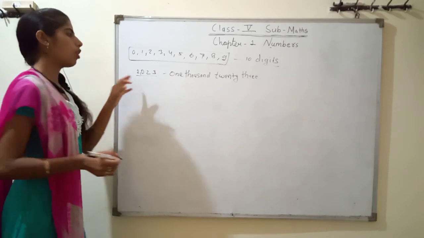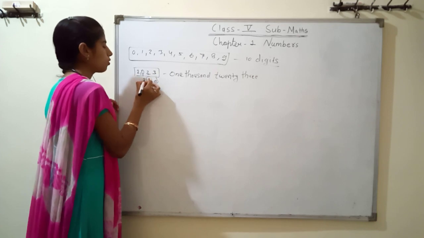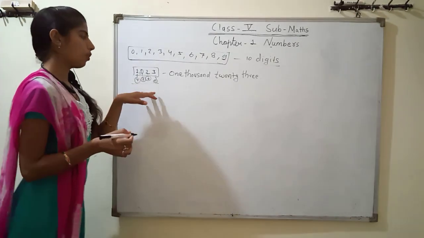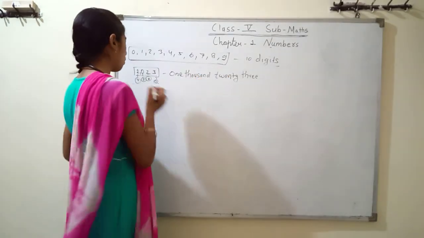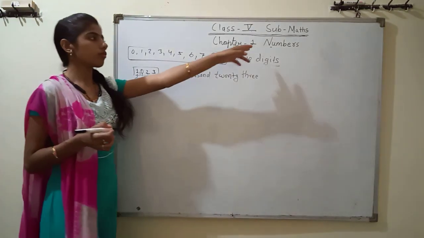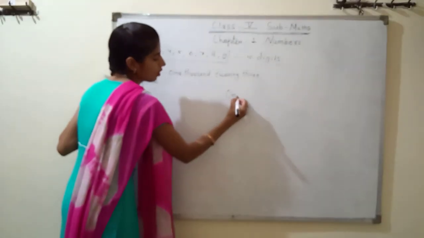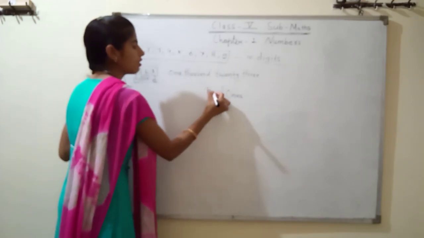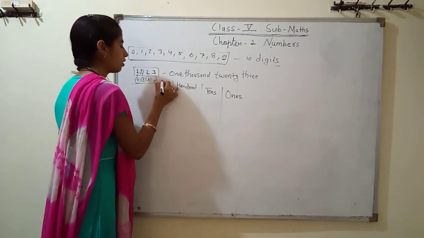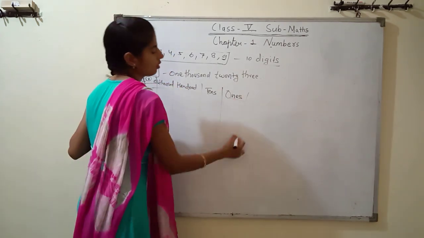If you ask how many digits are there, then we can say it's a 4 digit number. How? 1, 2, 3 and 4. It means this number is made by 4 digits. In your 5th class, 4 digit numbers we already read in class 4th. You can also know about this chart: ones, tens, 100, 1000. That is a 4 digit number.